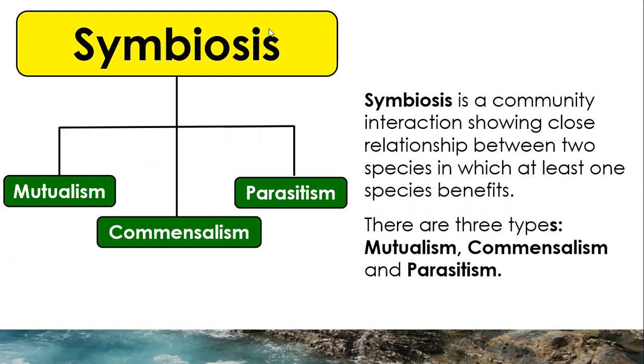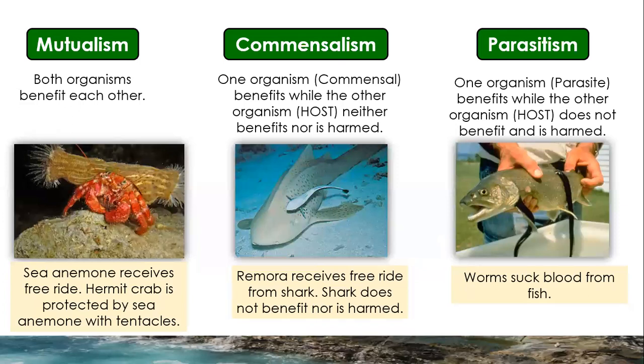You have mutualism, parasitism, commensalism. Now let us differentiate the three. In mutualism, both organisms benefit each other. If we look at the sea anemone and the hermit crab, the sea anemone receives a free ride from the hermit crab, and the hermit crab is protected by the sea anemone with its tentacles. So both of them receive something.